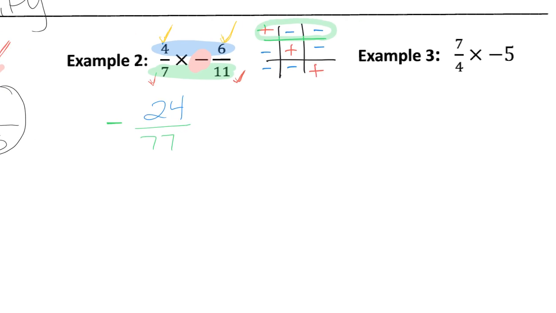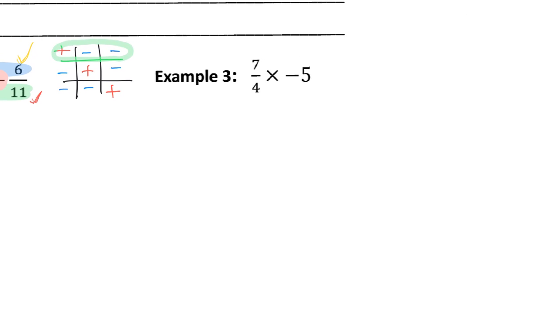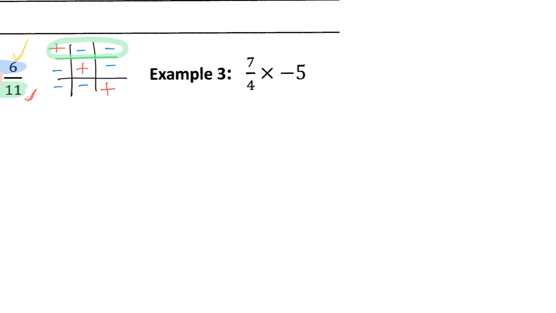So let's look at example 3. What's a little different here? 7/4 is an improper fraction, but that's kind of what we always want. We always want improper fractions with this. Okay. But then we have this whole number 5.